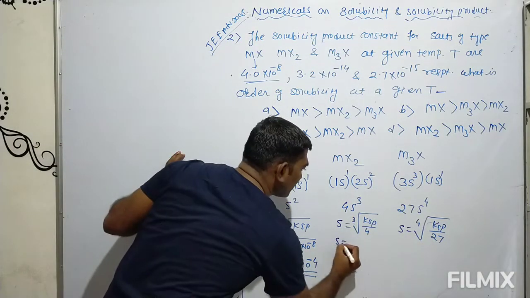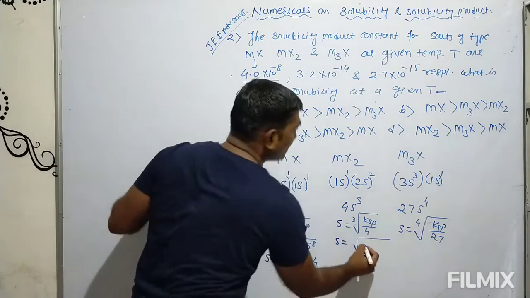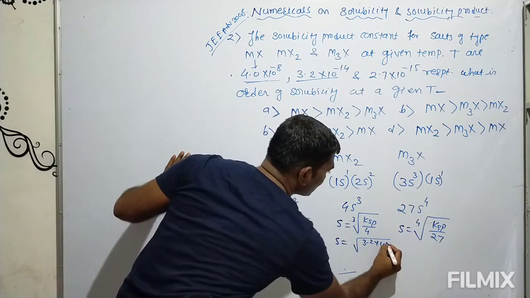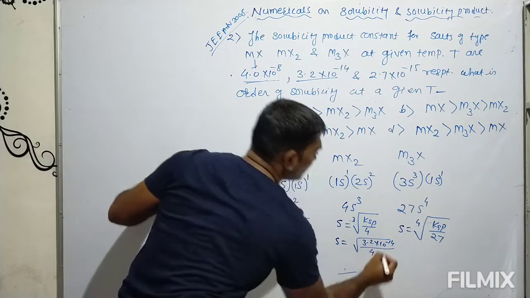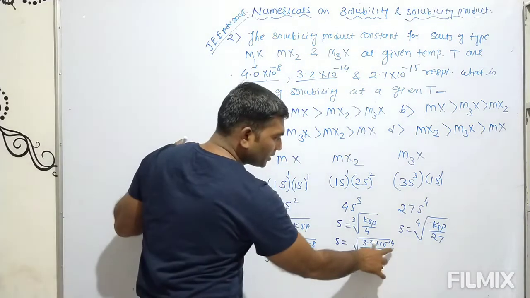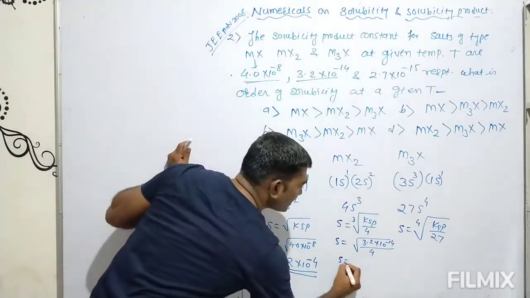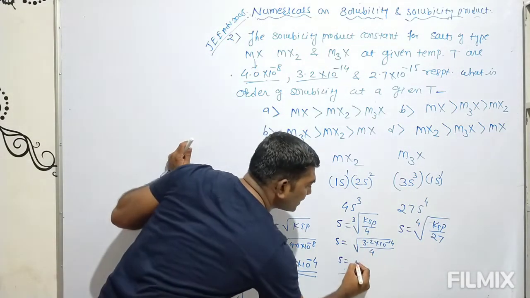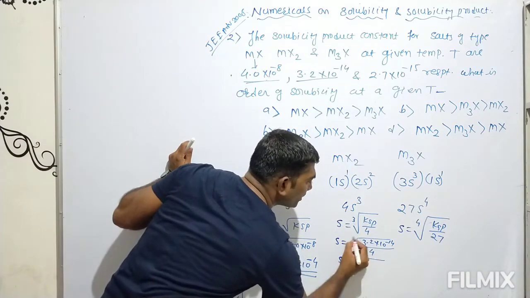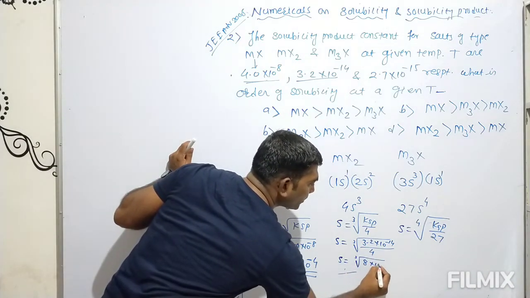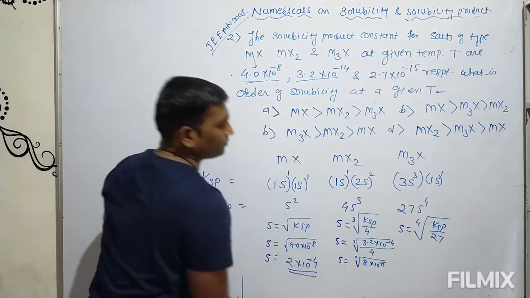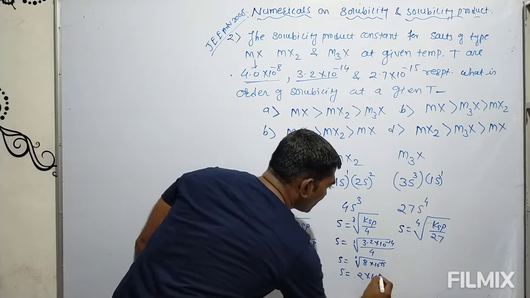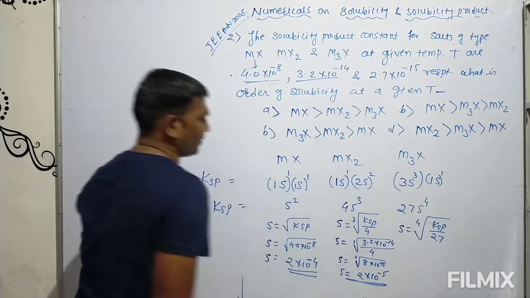Here S is equal to what is Ksp? Ksp is 3.2 into 10 to the power minus 14 divided by 4. So this becomes 8 into 10 to the power minus 15. So S is equal to the cube root of 8 into 10 to the power minus 15. So what will be the solubility value? This will be 2 into 10 to the power minus 5.